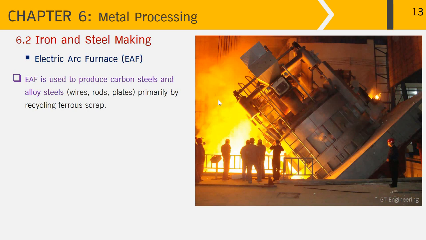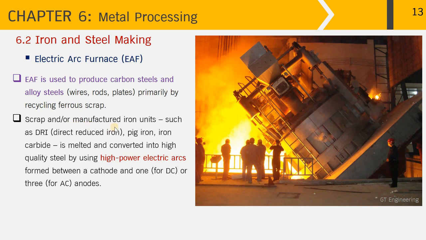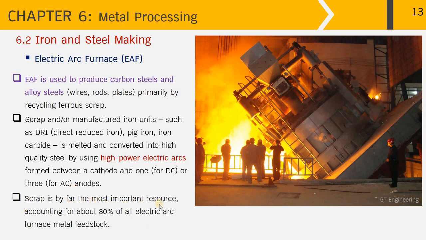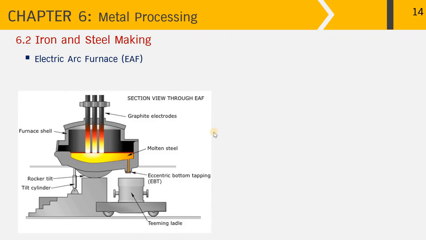And now let's see the real picture of the electric arc furnace in the tapping process. The scrap and ore-based metallic iron units such as DRI, the direct reduced iron, and pig iron or carbide are melted and converted into high quality steel by using high power electric arcs that form between the cathode and anodes, 1 for DC or 3 for AC. So the scrap is by far the most important resource, accounting for about 80% of our electric arc furnace metal feedstock. And this diagram shows the details of the electric arc furnace, or the EAF, in section view.